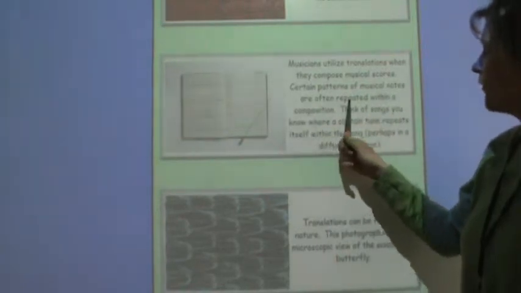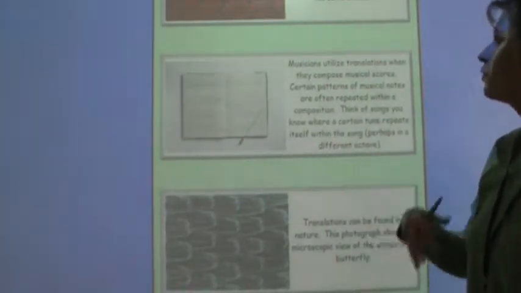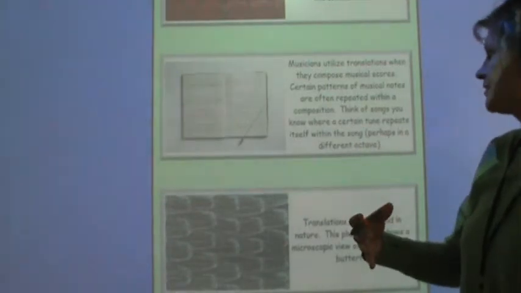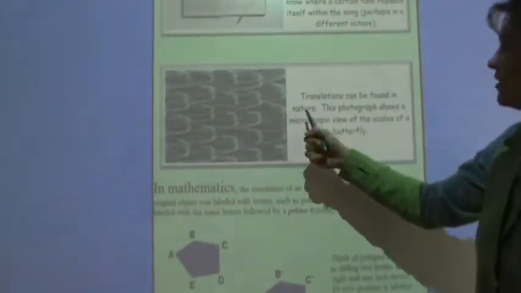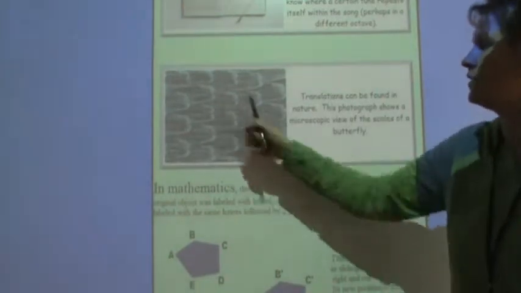Musicians utilize translations when they compose musical scores. Certain patterns of musical notes are often repeated within a composition. Think of songs you know where a certain tune repeats itself within the song, perhaps in a different octave. Translations can also be found in nature. This picture shows a microscopic view of the scales of a butterfly. So again, that's a translation.